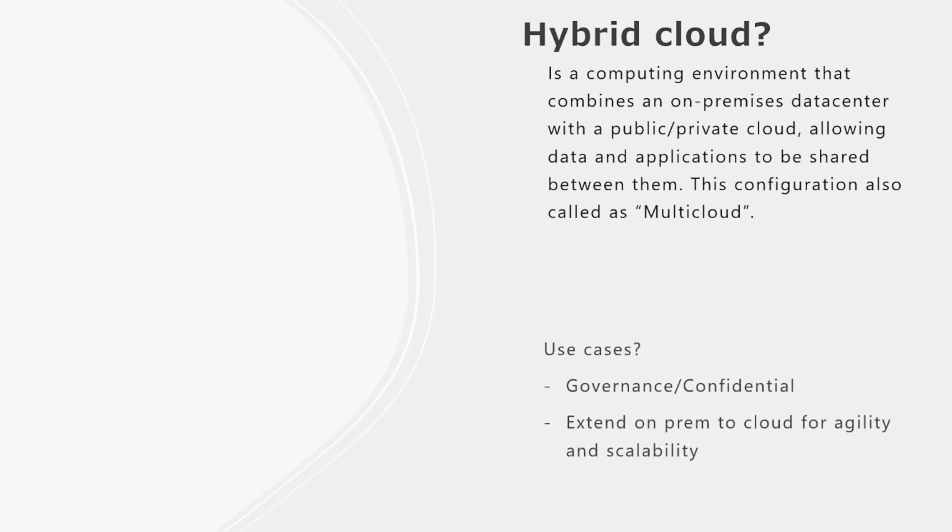So what are the typical use cases? Again, it's governance and confidentiality, because I am still holding the control with on-premise. So only some portion goes to cloud. And the major use case of this hybrid cloud is extending my on-prem cloud for agility and scalability. And also you can add backup, DR. So other use cases also fall in with cloud as per the cloud use cases. That's about hybrid cloud.